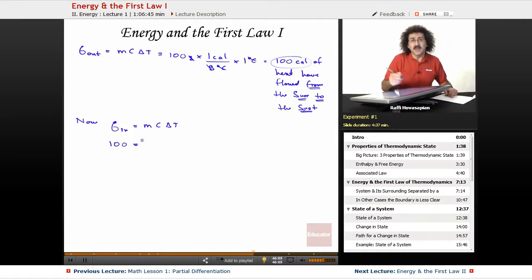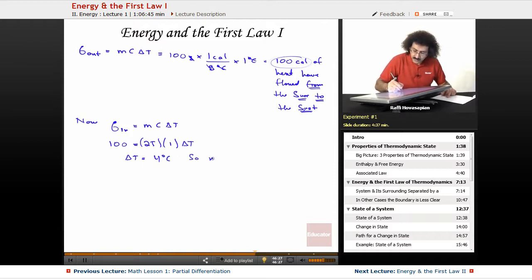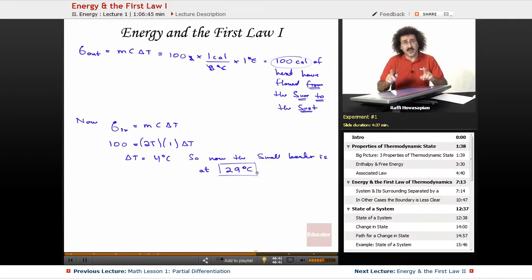100 calories have flowed into 25 grams of water. The specific heat is still water, so it is just 1 calorie per gram per degree Celsius. We want delta T. When we solve for delta T, we find that delta T is 4 degrees Celsius. So now the small beaker of water is at 29 degrees Celsius, from a 1 degree Celsius drop in the surroundings. That's our first experiment. We took a small beaker and raised it from 25 degrees to 29 degrees by a flow of heat.